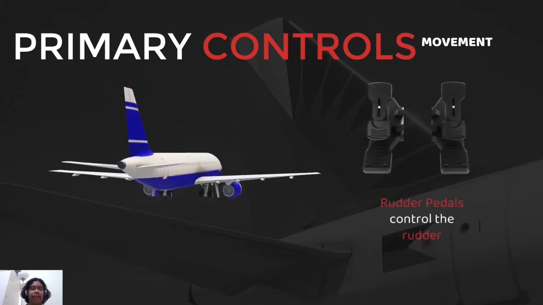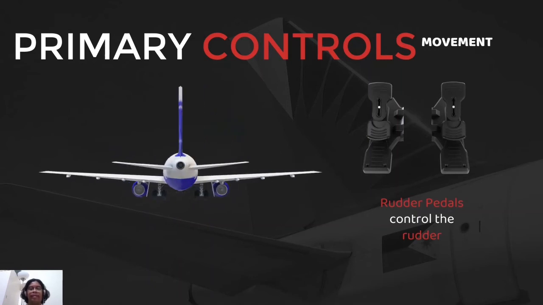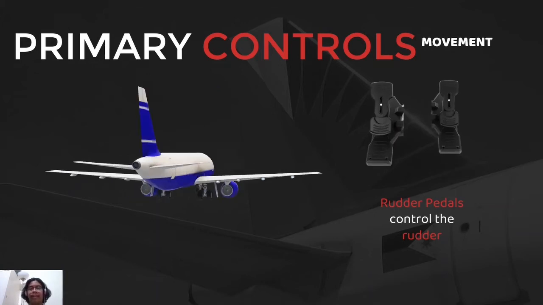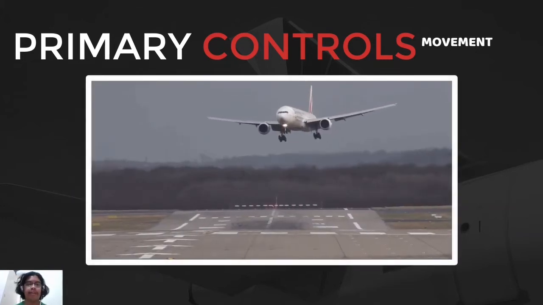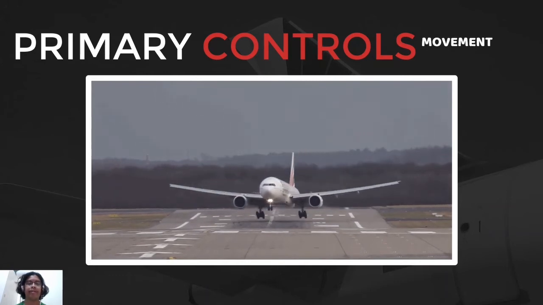The yawing of the aircraft is controlled by the rudder pedals, such that if the left rudder pedal is pushed, the rudder will deflect to the left for the nose to go left. Conversely, if the right rudder pedal is pushed, the rudder will deflect to the right for the nose to go right. In this clip, the aircraft is executing a maneuver called crabbing, which is performed during crosswind landings.